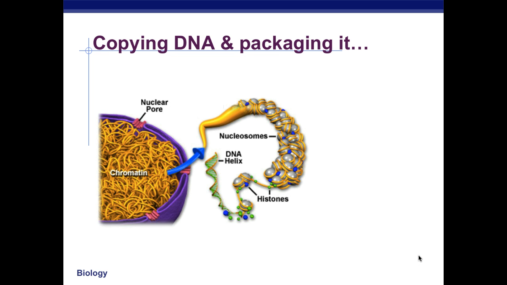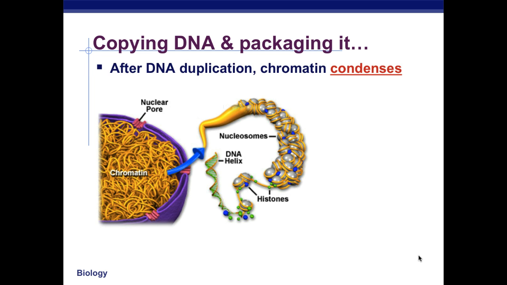So copying DNA and packaging it after duplication, the chromatin begins to condense. So the coiling and folding to make a smaller package. So all this loosely tangled DNA is now condensing down, wrapping around its histone proteins to form nice chromosomes.